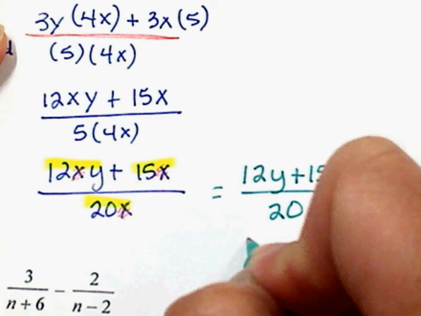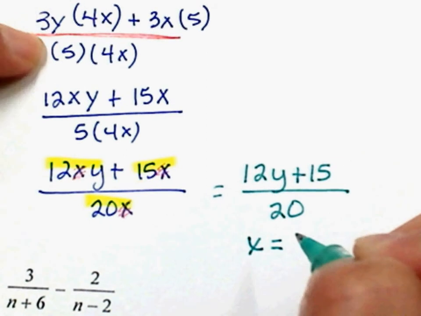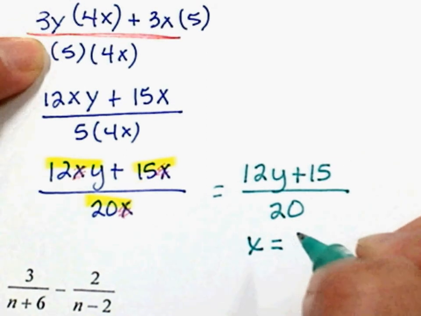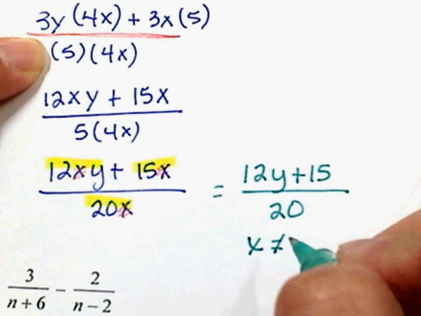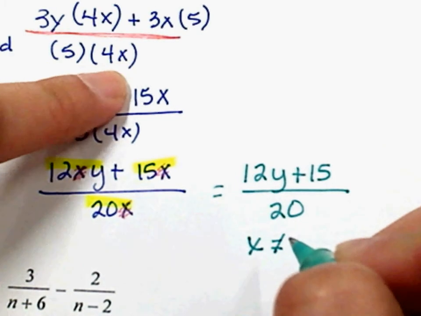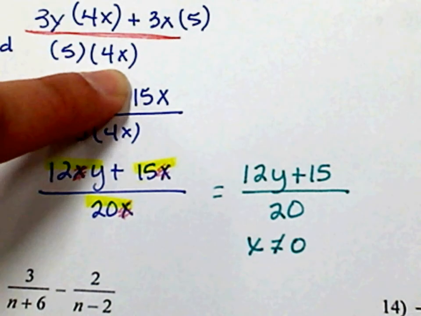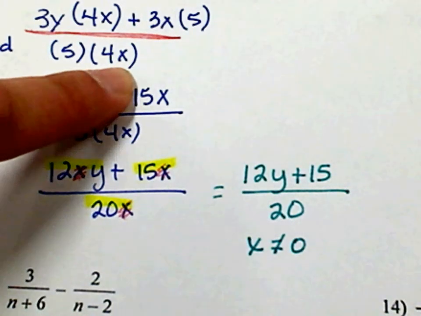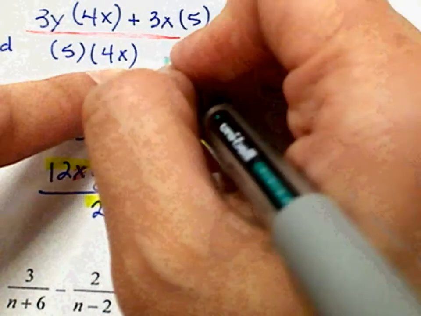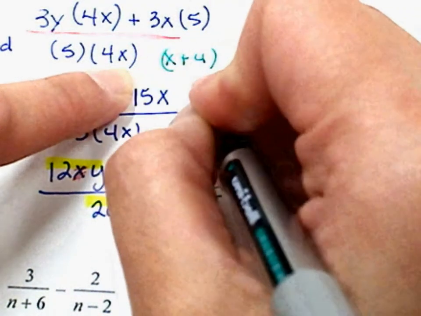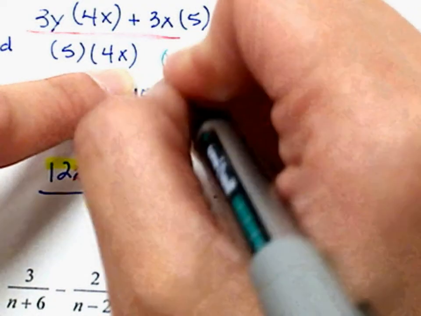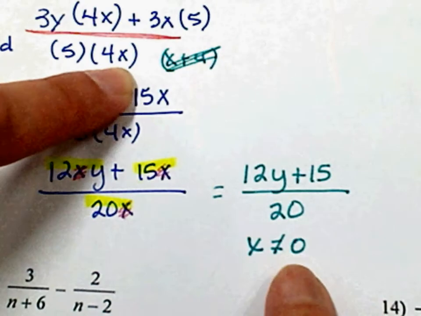And what can x not be? Look right here. What can x not be? Just look at this right here. This is the only one that has an x. What can x not be? That's a 0. There's not a plus or a minus with it. If it had been x plus 4, it would be negative 4, right? There's not a plus or minus, so it's just 0.